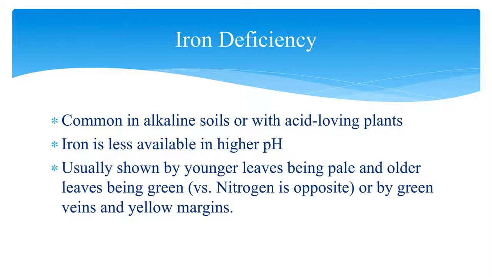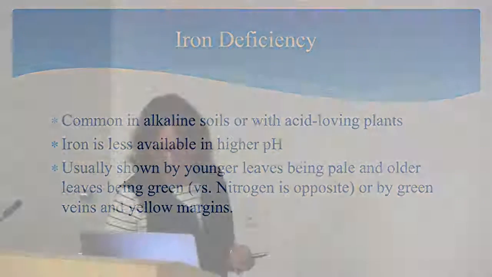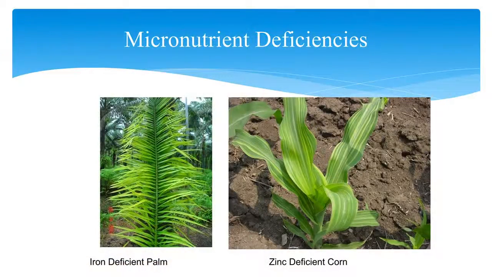And again, usually younger leaves are pale, the older leaves stay green. And usually that happens when you have a nutrient that's not very mobile. It formed in those older leaves, but when the new growth happens, it's not leaving to go up to that new growth point, that meristematic growth. And so it's what we call an immobile nutrient. And so you would need to add more, or you may even do a foliar spray, which would help a lot. Bypass the roots. There's an iron deficient palm, zinc deficient corn.